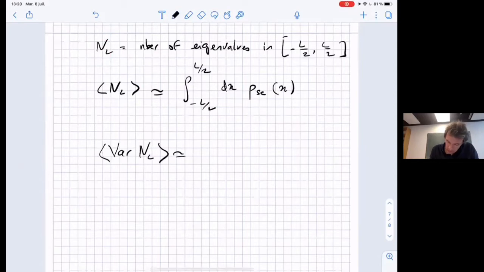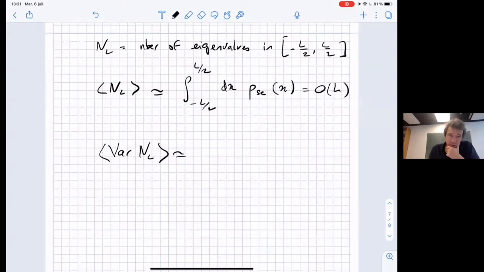Before giving you the result for the variance, or what is known, it's clear that if you look at the typical number N_L, it's easy, I won't do the full analysis, but in the large N limit, typically this will scale like L. So that means that this will be over the L.